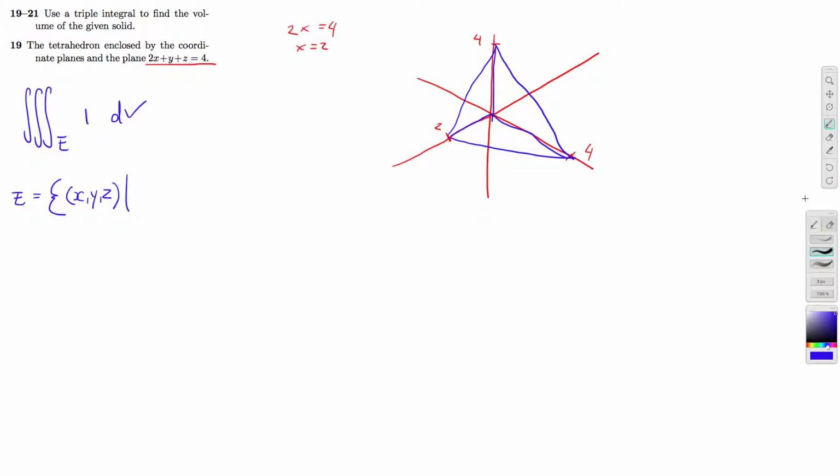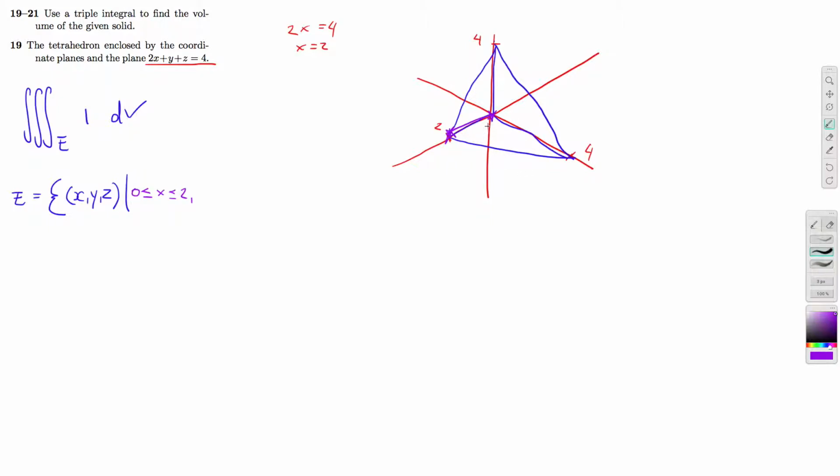So what is x equal to? x is just from 0 to 2, there to there. So 0 is less than or equal to x, which is less than or equal to 2.